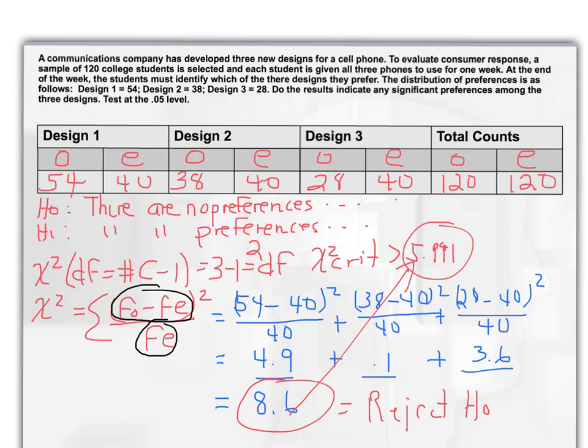Now let's go ahead and do the second type of goodness of fit test, which is a goodness of fit test where we don't have equal expected frequencies. We expect that the expected frequencies in the cells will be different. And you'll see when you read the two problems that they give you very, very different data.